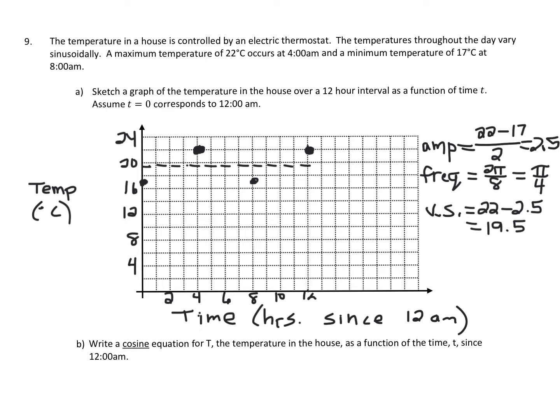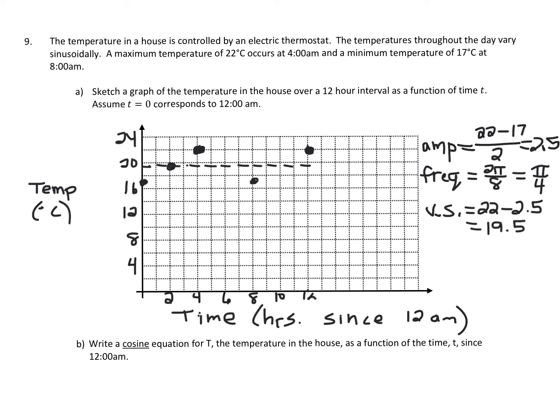Now, again, we know that halfway between any min and any max, we're going to be on the midline. So let's figure out exactly where that's going to be. Well, since it takes 4 hours, right? 1, 2, 3, 4, to get from a min to a max, half of 4 would be 2. So after 2 hours, we're going to be on that midline.